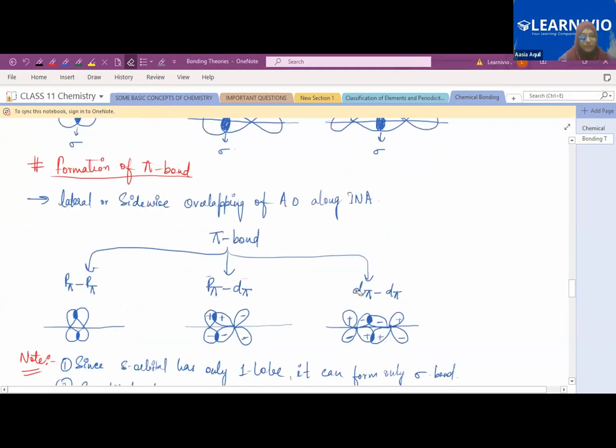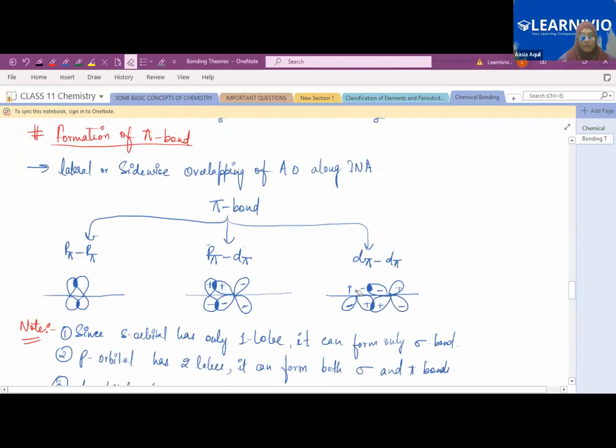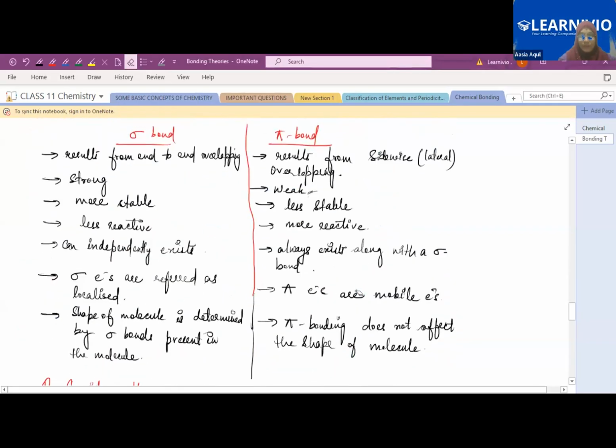Now, we have discussed the formation of pi bond, how the pi bond is formed. And this one is also important. Sometimes the direct question comes in your exams: differentiate between the sigma bond and pi bond.